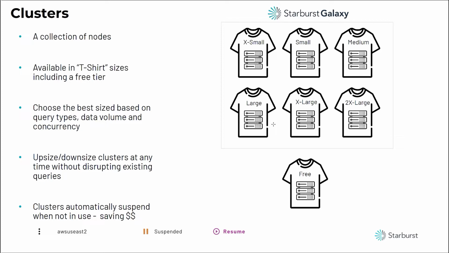So we start with extra small, as you can see on the right hand side, and we go up to 2x large. We also have a free tier as well. So what we advise our customers is to choose the best cluster size based upon your different query types, data volume, and concurrency of your queries. What's nice about Galaxy is you can upsize or downsize clusters at any time without disrupting any existing users or queries. And lastly is clusters are automatically suspended when not in use, saving money.